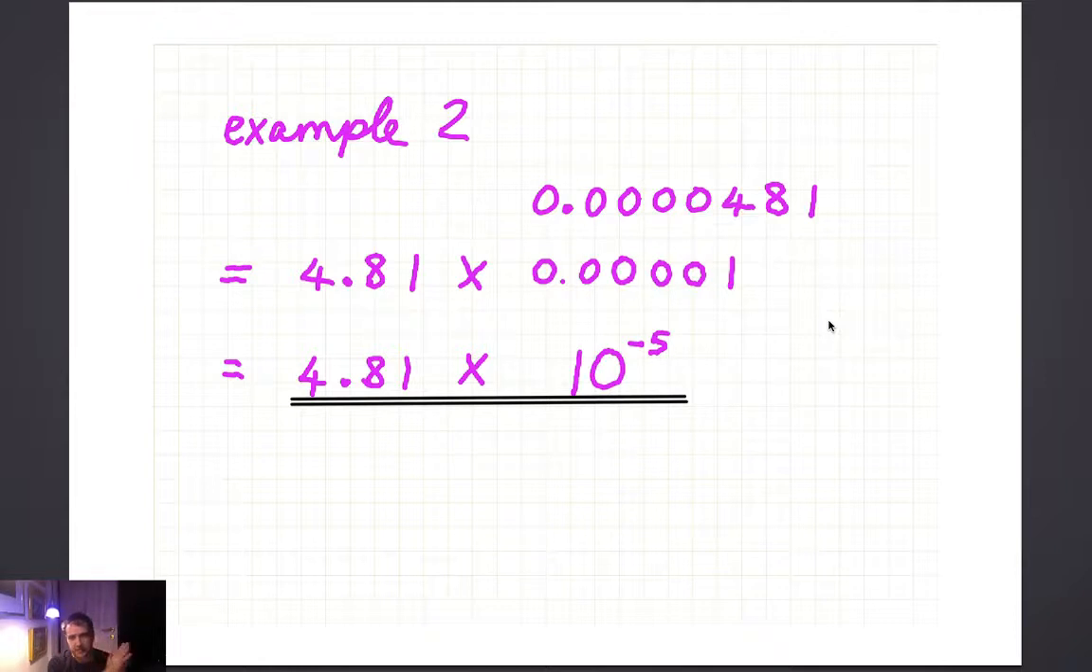So lining things up in columns is very important to get the right number of zeros and the decimal in the right place. And then finally, I want to put that in standard form. So 4.81 times 0.00001 is the same as 4.81 times 10 to the power of minus 5, because 0.00001 is a number with 5 zeros in it, including the one before the decimal point. So that's in standard form now, because it's a number between 1 and 10 multiplied by 10 to the power of something.